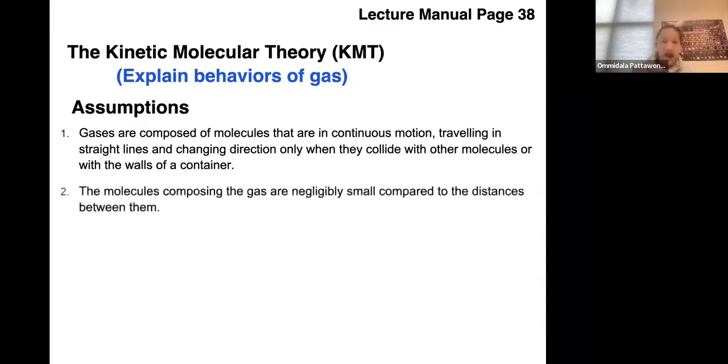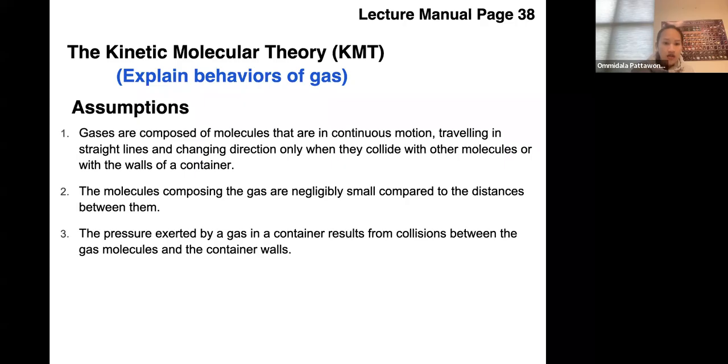The second assumption is that the molecules composing the gas are negligibly small compared to the distance between them. So in this case, we know that the gas molecules inside the container are very small compared to the size of the container. So we are going to use the volume of the container as the volume of the gas molecules in there.